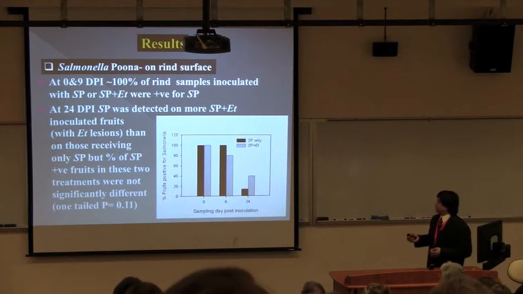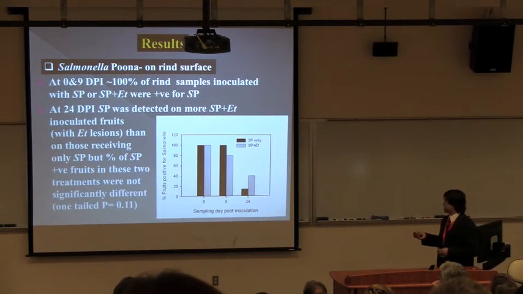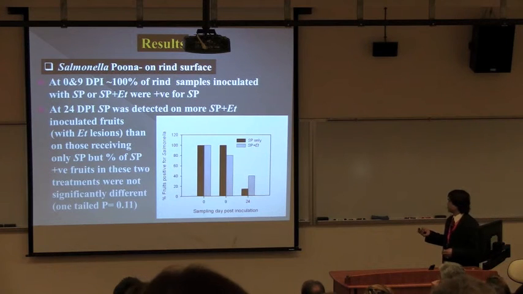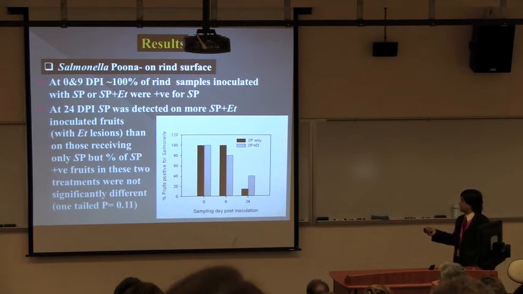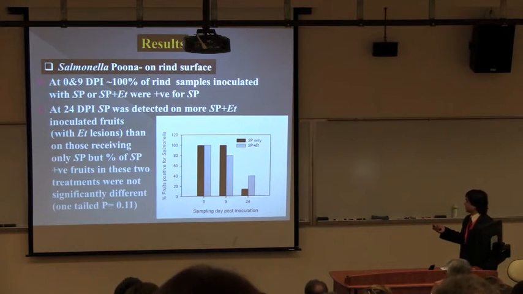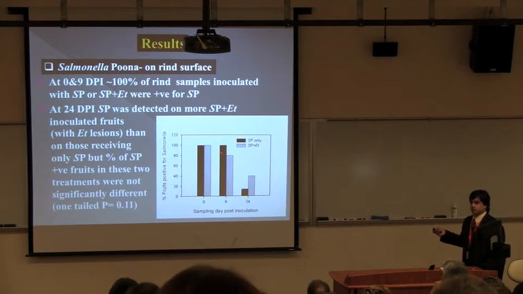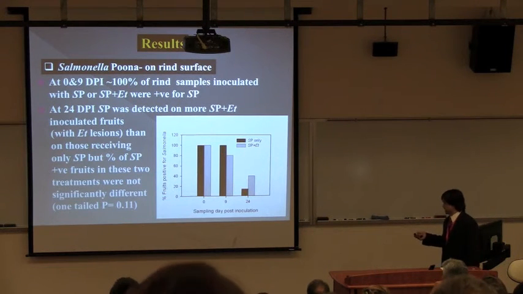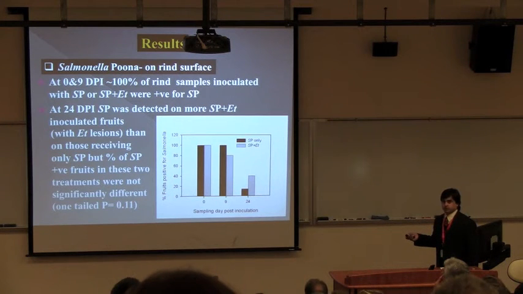So again, on the rind surface, at day 0, we were able to find almost 100% of the samples with Salmonella alone or both of them together. All the fruit samples showed the presence of Salmonella. And at day 9, the population of Salmonella in both of these inoculated conditions was more or less similar, but we found a little bit less, like 2 of the fruit samples were not positive for the presence of Salmonella. And we can see a difference here. With the presence of Erwinia, we have more Salmonella arriving in the fruit compared to when it was inoculated on the fruit surface.